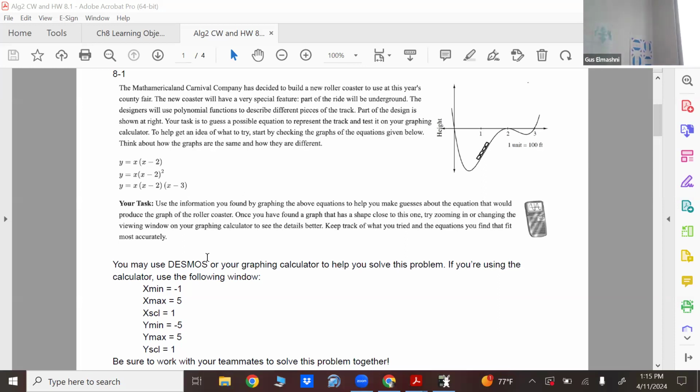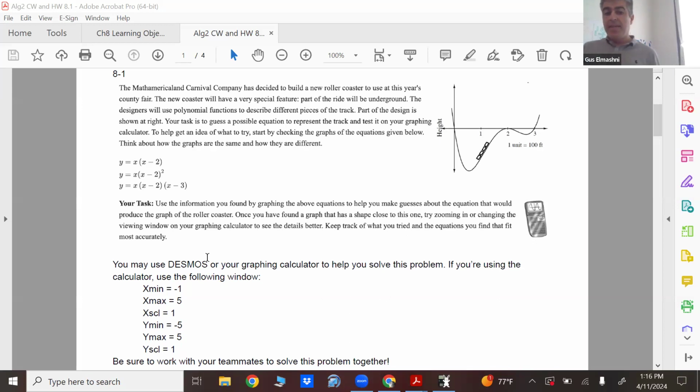Sure. And it's going to be contours, or the way this path is defined. There's going to be some sort of equation that defines that path. Okay. So for the part of the design shown to the right, your task is to guess a possible equation, throw it on the track, and test it on your graphing calculator. To help get an idea of what to try, start by checking the graphs of the equations given below. Think about how the graphs are the same and how they are different.